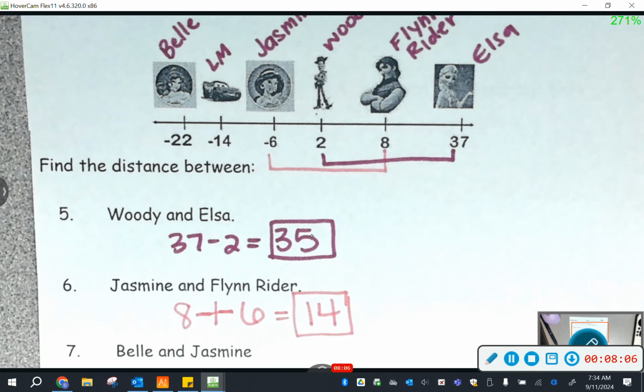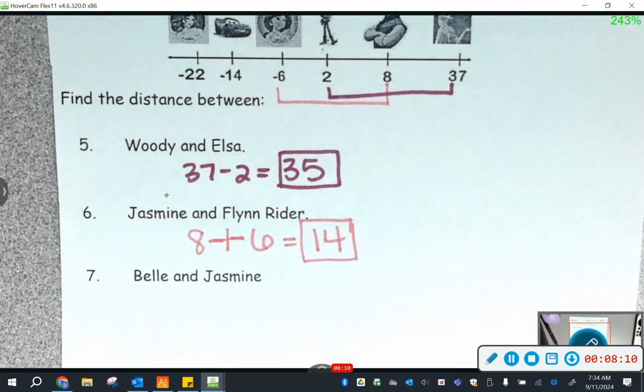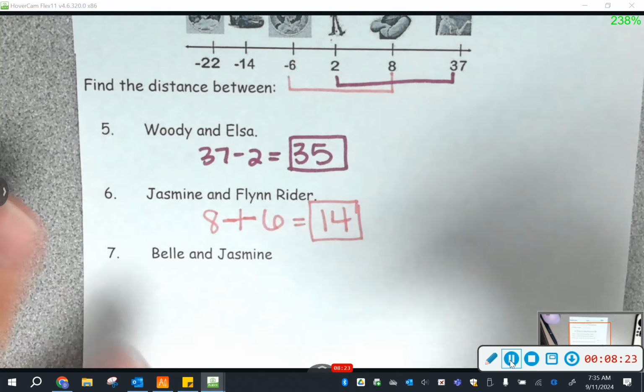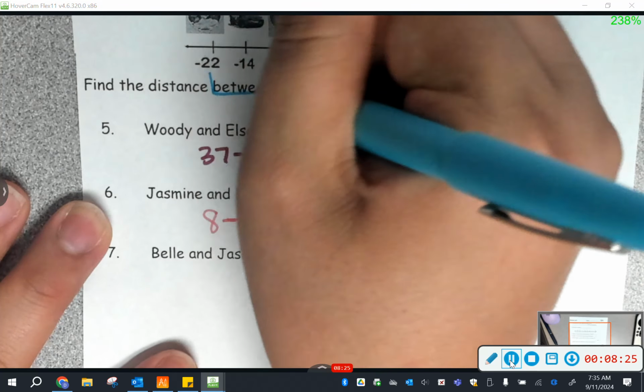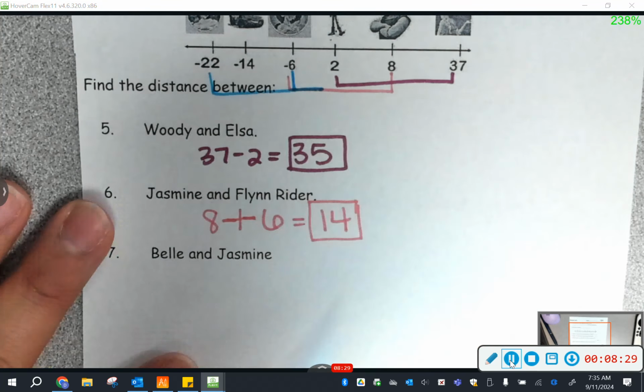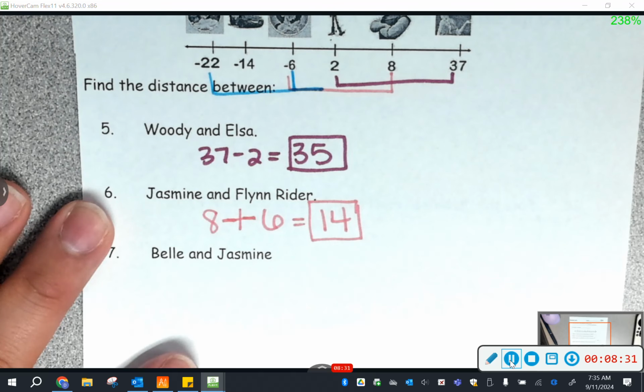I want you to do Belle to Jasmine. Go. No questions on Lightning McQueen today. Let's see. It's -22. Who are we going to? Oh, to Jasmine. So, did y'all do -6 first or -22?